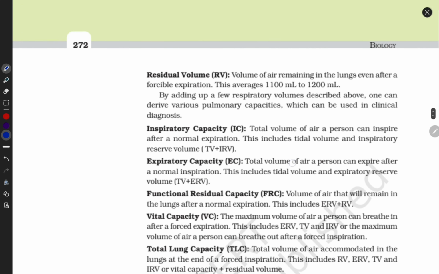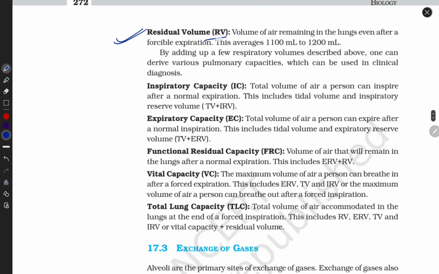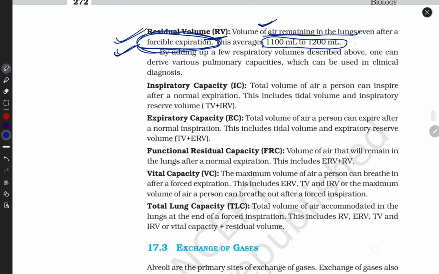Now residual volume, RV. After we exhale forcefully, still some air remains in our lungs. After we expire forcefully, there is some air remaining in the lungs. The volume is this much.